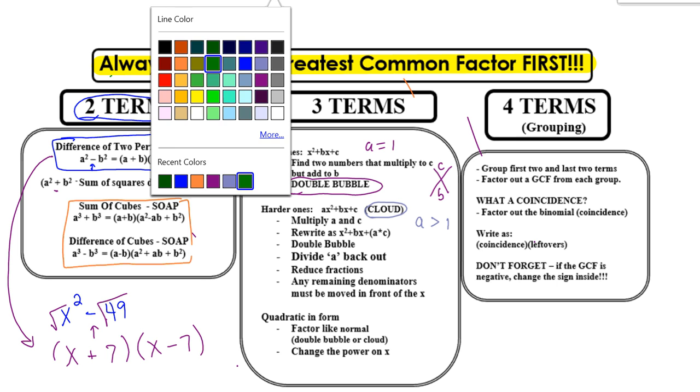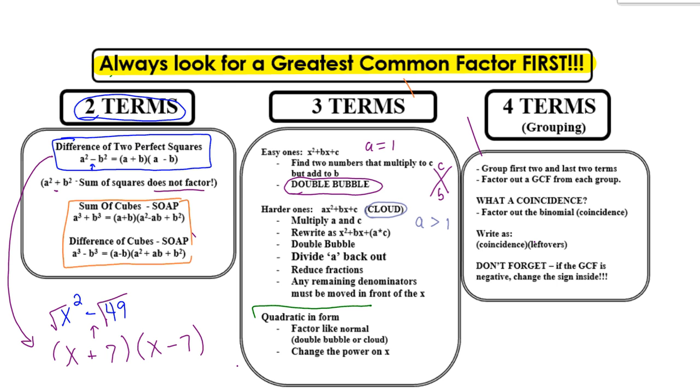Okay, this next one, though, is new. It's called quadratic in form. Basically, it factors like a quadratic. It's just going to have a couple different pieces in it, and I'm going to show you that one as well. The last thing was factoring by grouping.